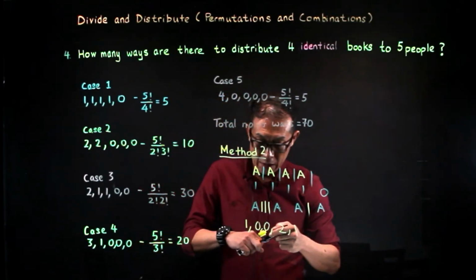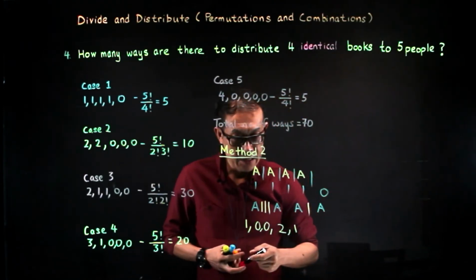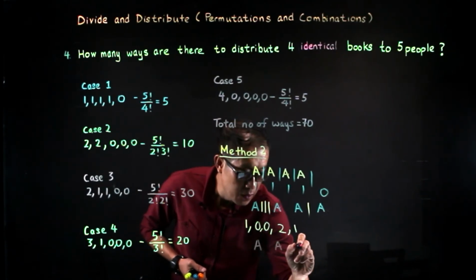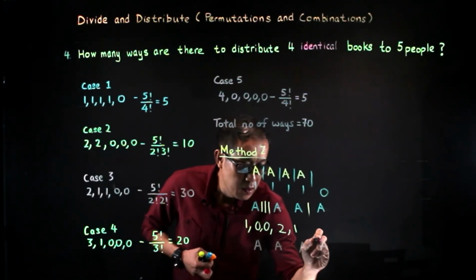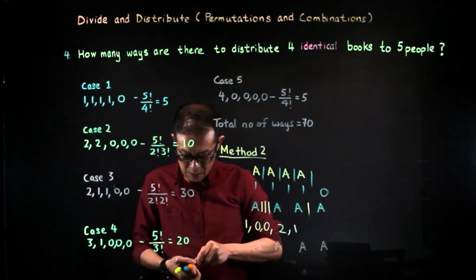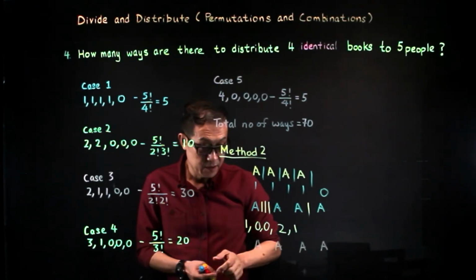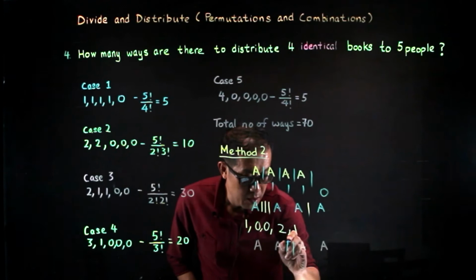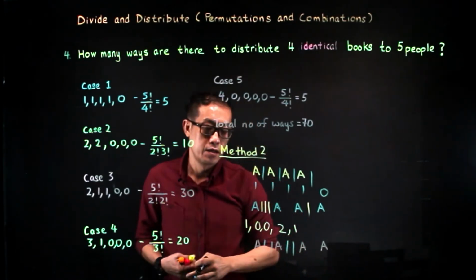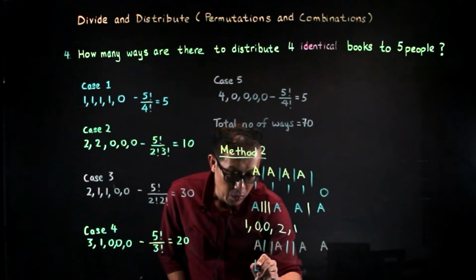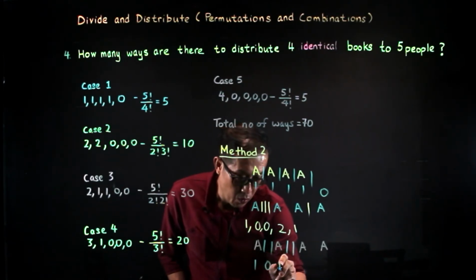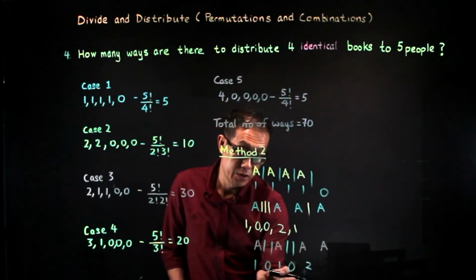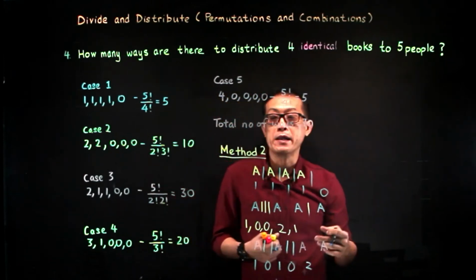Let me give you another example. Let's say we have 4 books now. Again, 4 books. So I must put 4 sticks. So let's say I put 2 here and 2 here. That means the first one will have 1 book, the second one 0, 1, 0, 2. So there are 5 groups. Now this one is called the stick method.